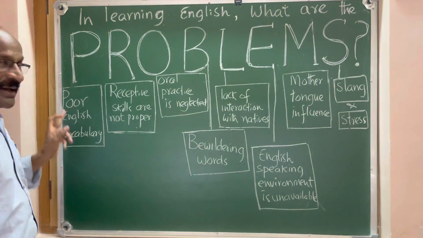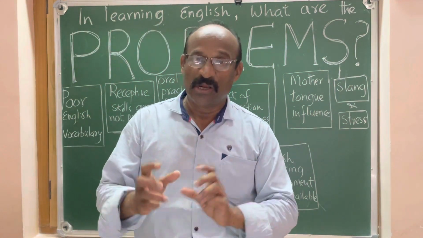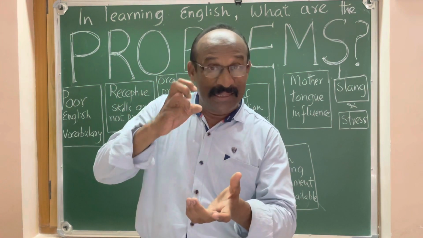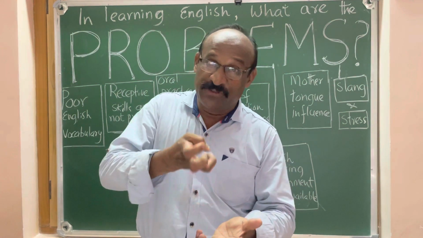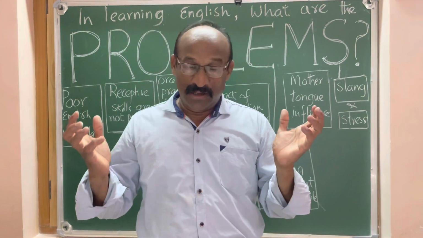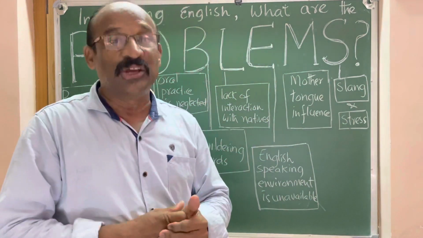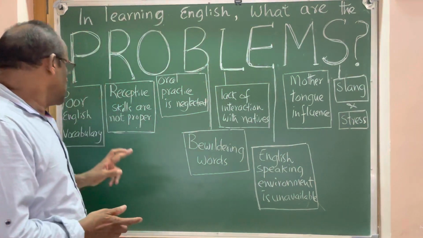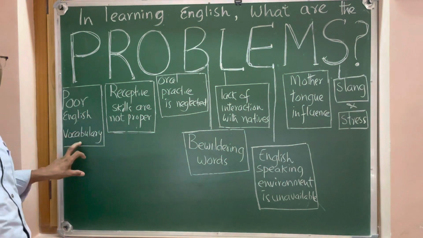Because of poor vocabulary, one cannot express. If you want to talk about astronomy, you would need some classified vocabulary related to astronomy. If you want to talk about the Indian economy, you need classified vocabulary related to the Indian economy. And if you want to talk about psychology, you would have learned some related words of psychology. Without classified vocabulary, you can't make a good speech or deliver a good lecture. So poor English vocabulary is the main problem in learning English.